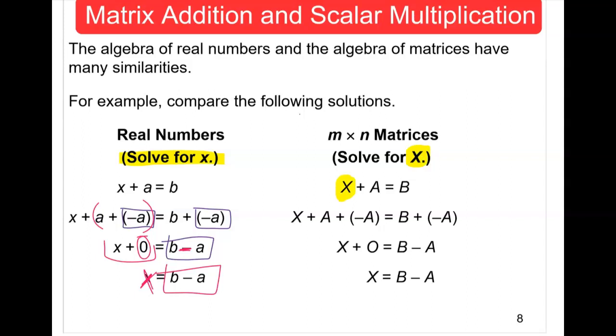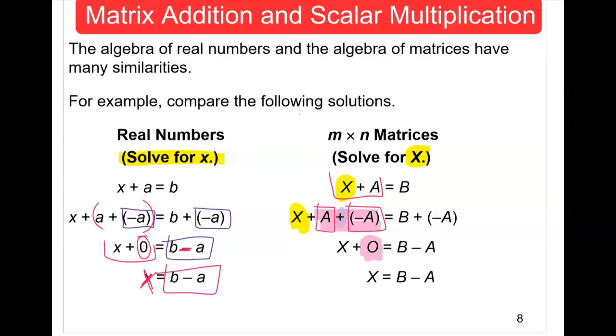Sometimes that matrix might be made out of unknown variables. So for example, if we have matrix X plus matrix A is equal to matrix B, what we want to do is isolate matrix X. We want to leave it by itself. So what we need to do is add the opposite of matrix A, which is negative A. Those two are opposites, and we do that because when we add those two together, we are going to get the zero matrix.